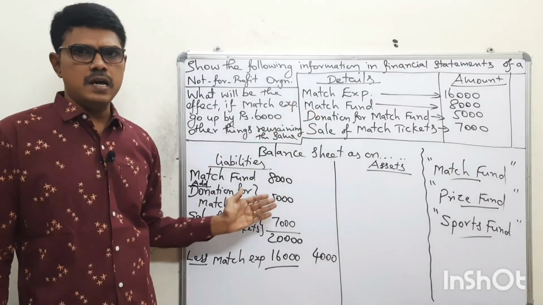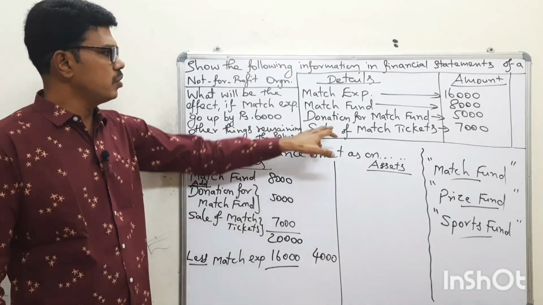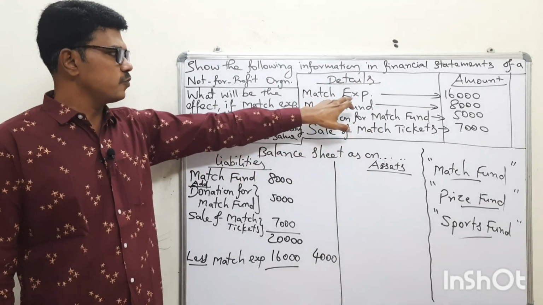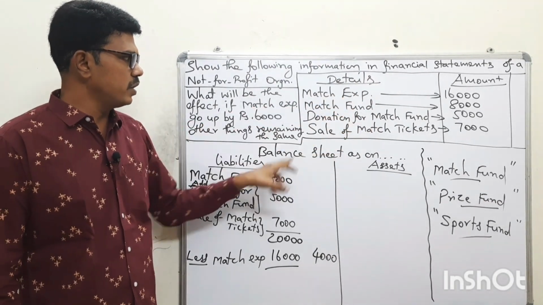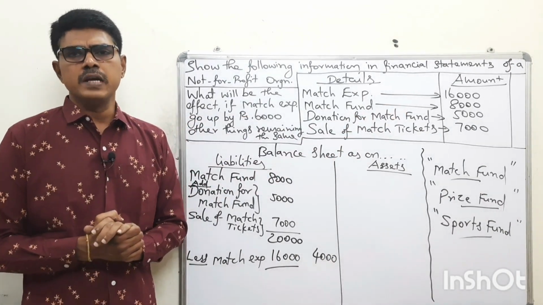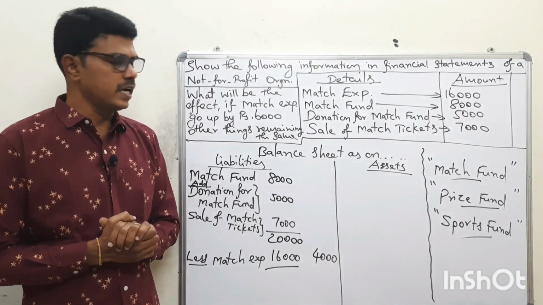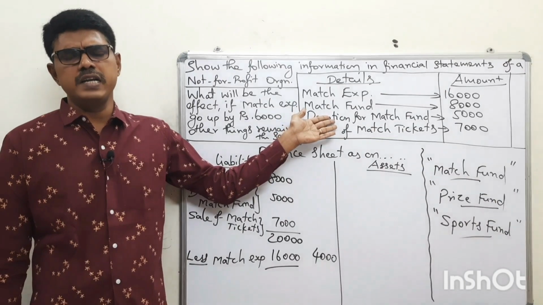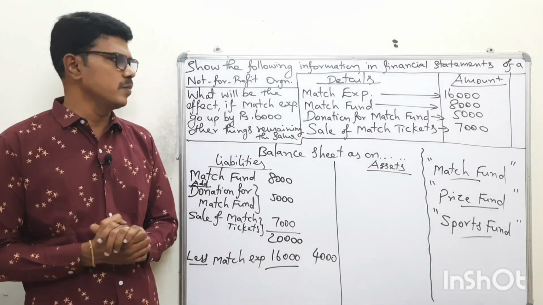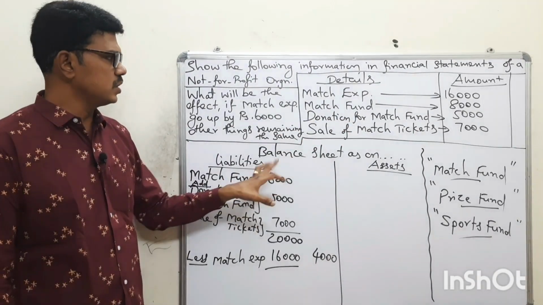First, we should add all the income along with the particular fund account, right? We should see what are the incomes given. Donation for match fund, 5,000 rupees. Donation is the income received on the match fund account, right? From volunteers or from the public they would have collected, or sometimes they would have collected this donation from the members. Donation for match fund 5,000 rupees is added with 8,000.